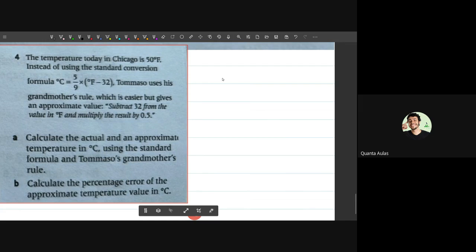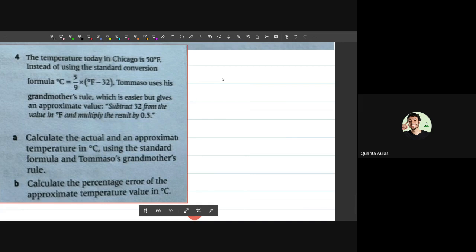Instead of using the standard conversion formula, Tommaso uses his grandmother rule. It is easier, but gives an approximate value. Subtract 32 from the value in Fahrenheit and multiply the result by 0.5. So calculate the actual and the approximate temperature in Celsius using the standard formula and Tommaso's grandmother rule.